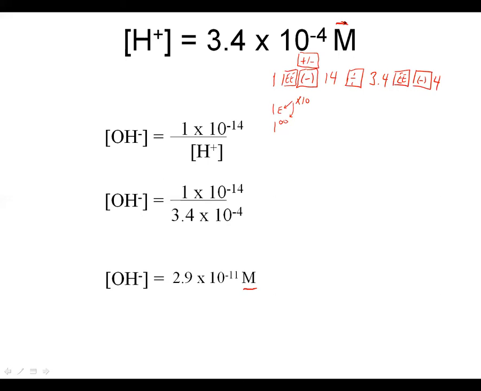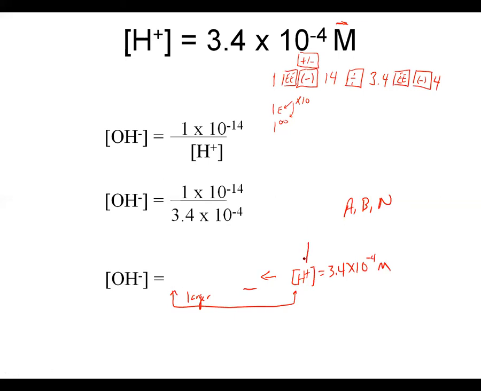So now what we want to do is determine whether or not this solution is acidic, basic, or neutral. To do that, we want to take the OH minus concentration we just had and compare it to the H plus concentration that was given to us of 3.4 times 10 to the minus 4 molar. And we want to see which one is larger. When we look at this, hopefully you can see that the H plus concentration is a bigger number than our OH minus concentration. And because this is bigger, since this is the acid part really, and this is the base part, this solution should be acidic.